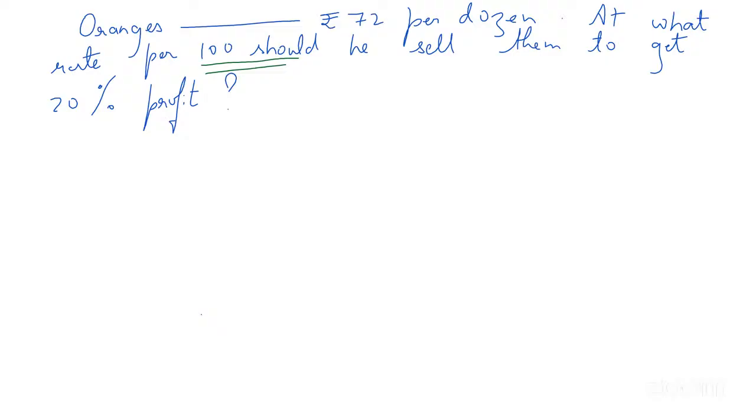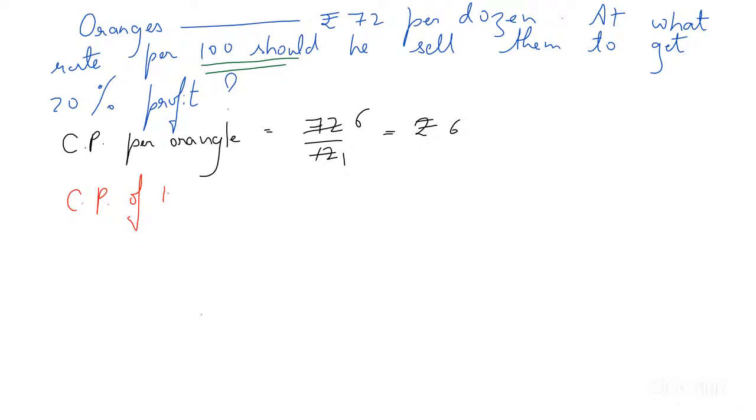Okay. First we calculate the cost price per orange. Cost price per orange means one orange. So we divide 72 by 12. Okay. 6 rupees. Then we will find out cost price for 100 oranges, because the question says per 100. So cost price of 100 oranges will be 6 into 100, rupees 600.